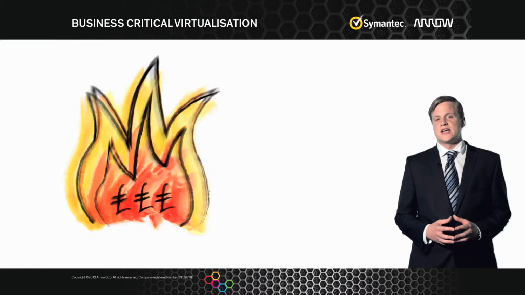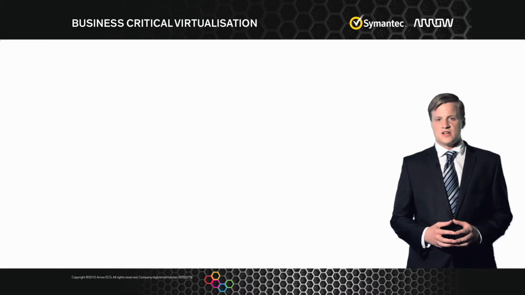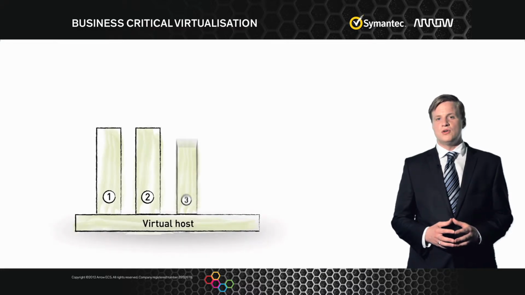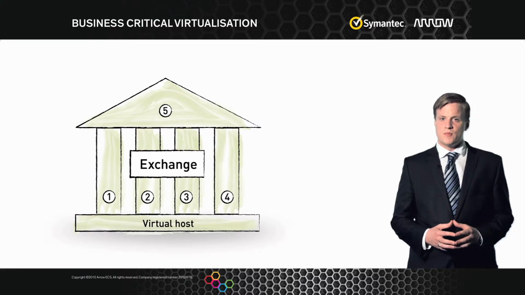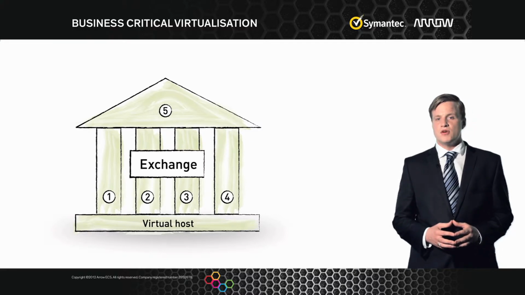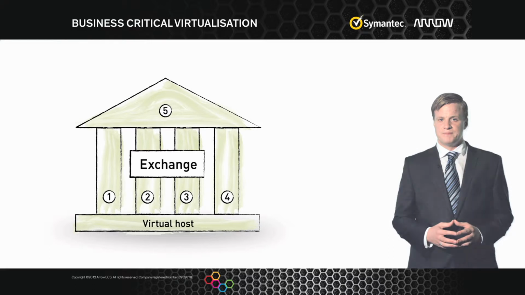We're going to look at Symantec's data protection strategy, and it's going to be visualized by this structure. So the floor is going to represent the virtual host. The four pillars are going to represent Symantec's 4 pillars of data protection. The roof is then going to talk about Symantec security.